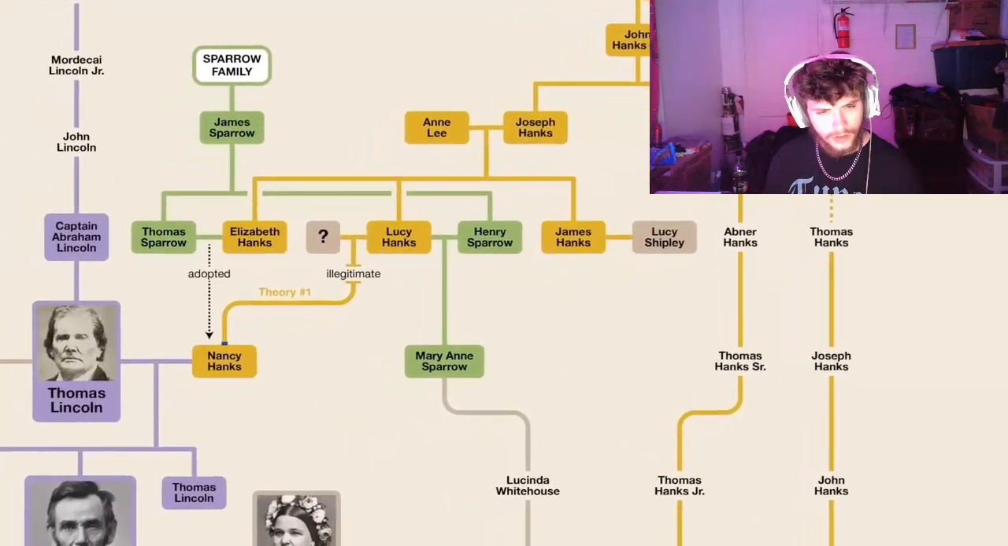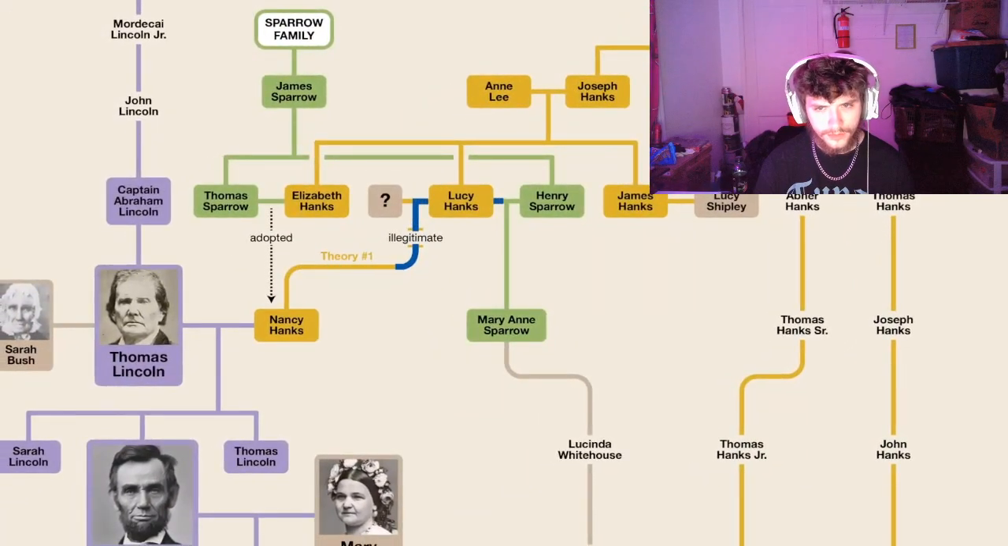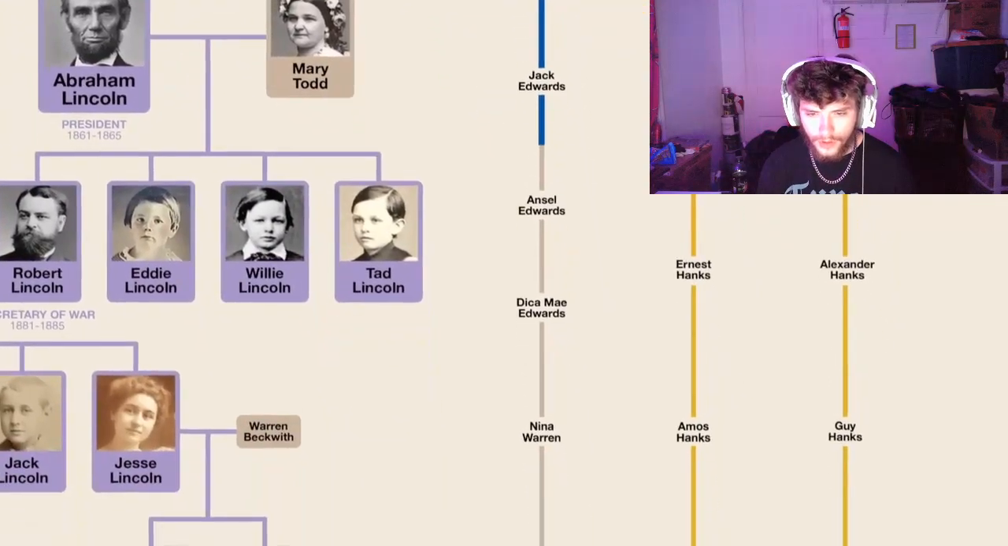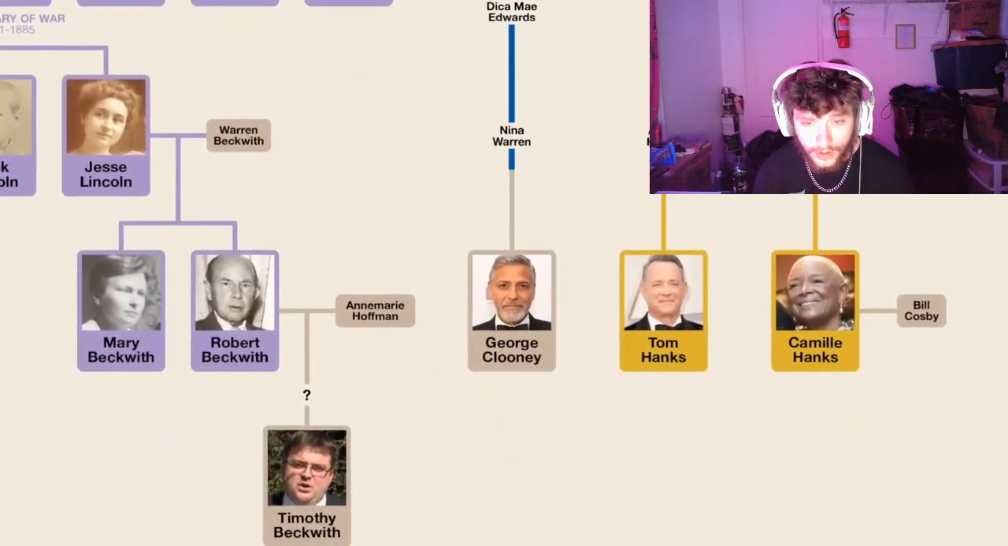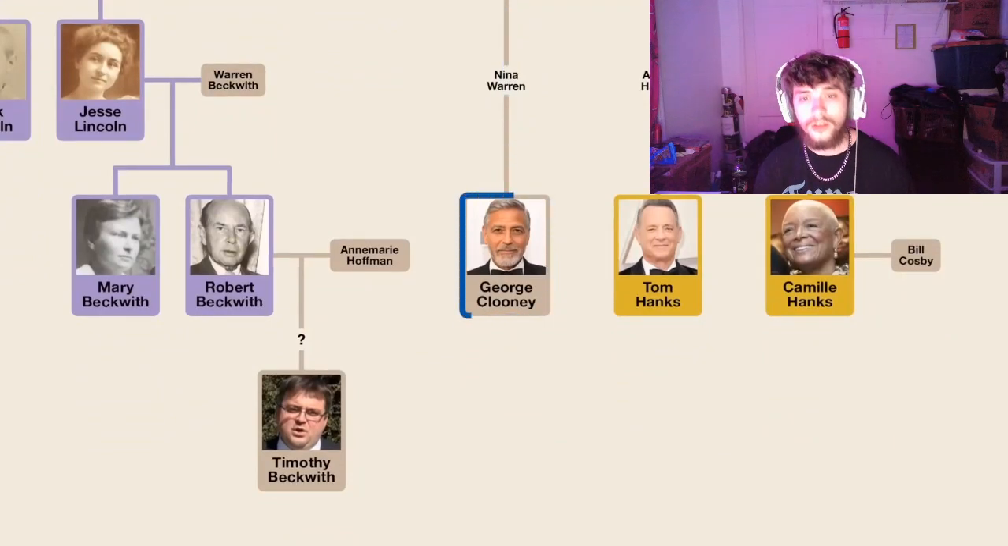Finally, there's one more Hollywood connection that's even closer than the Tom Hanks one. So remember, Nancy Hanks was the illegitimate daughter of Lucy Hanks, and Lucy Hanks went on to marry Henry Sparrow. Well, she and Henry had several children, one of whom was named Mary Ann Sparrow. And Mary Ann Sparrow is the great-great-great-grandmother of the famous actor George Clooney. So that makes Abraham Lincoln and George Clooney first half cousins 5 times removed. So that's kind of cool.